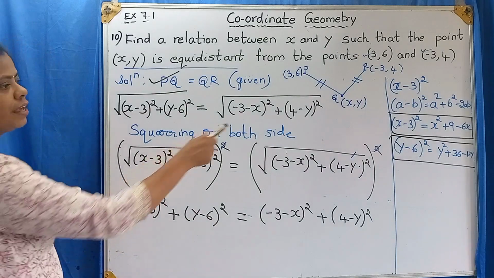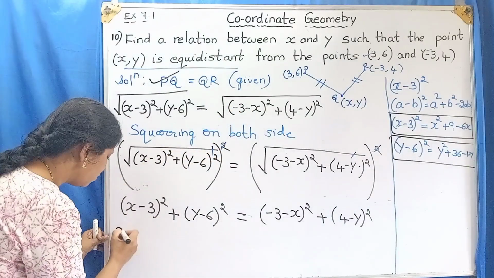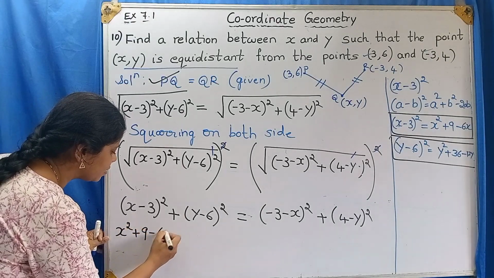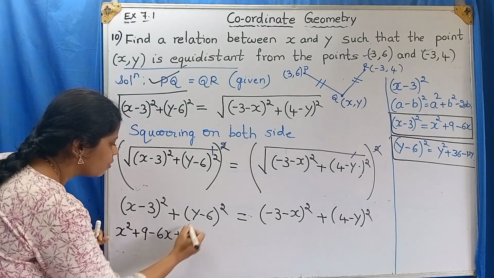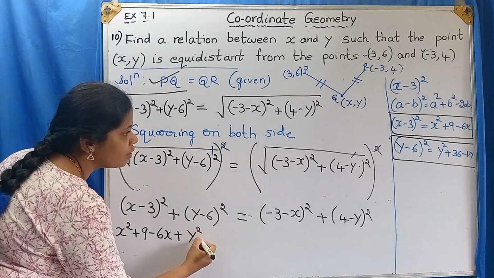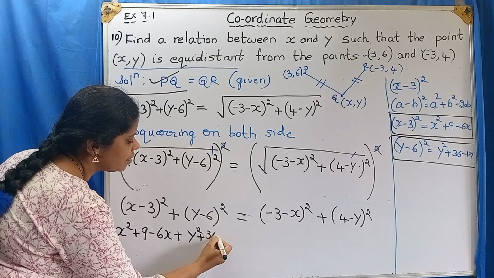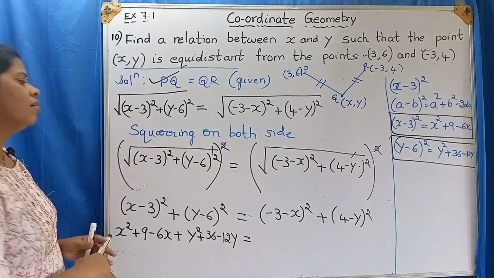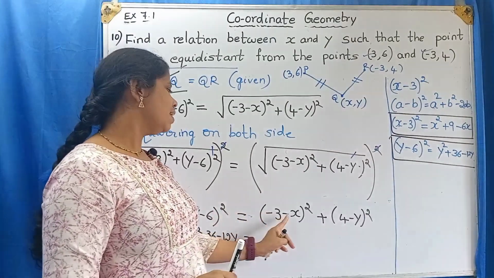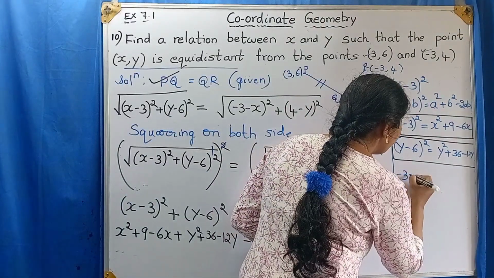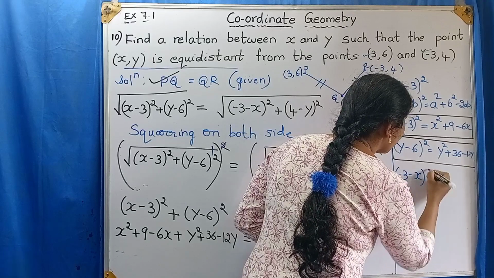Let me write here x minus 3 the whole square. We can write it as x square plus 9 minus 6x plus y minus 6 the whole square. We can write it as y square plus 36 minus 12y. Okay, is equal to. Now again, minus 3 minus x the whole square.